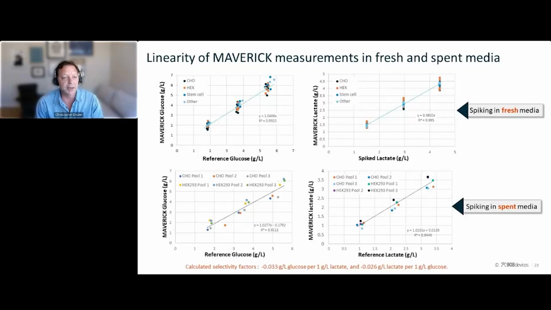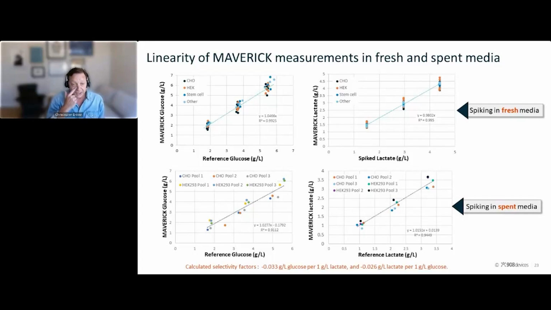So CHO, HEC, stem cell, another, as noted here, and you see we have a nice linear response to those spikes. It's very, very close to a slope of 1, which is what you'd love to see, and a good correlation across those spikes. In terms of lactate, same is true. So fresh media doesn't contain lactate by design, and so the spike values are just on the x-axis there. But same thing goes, slope very, very close to 1 with a nice correlation coefficient.